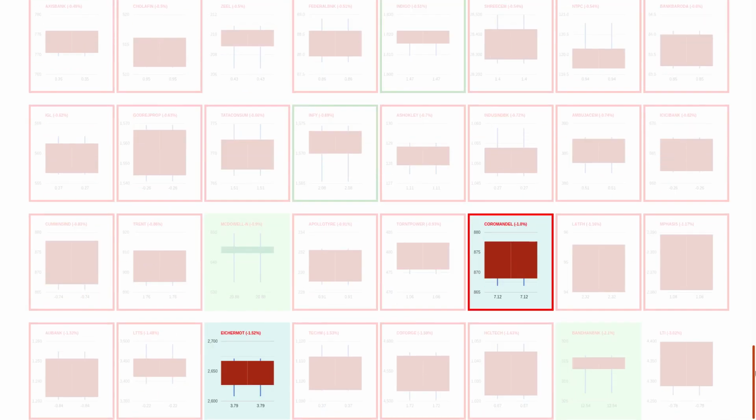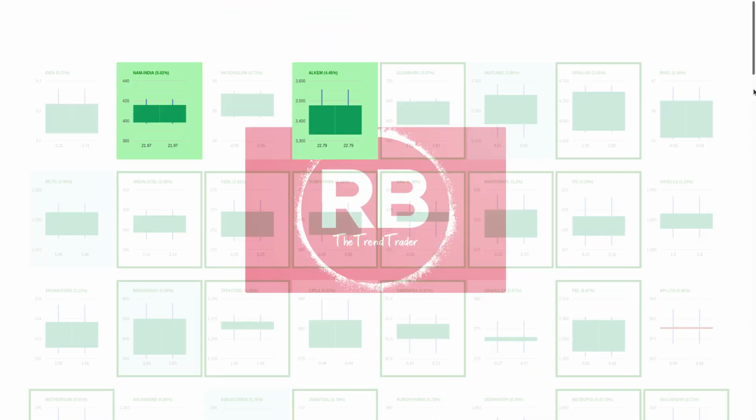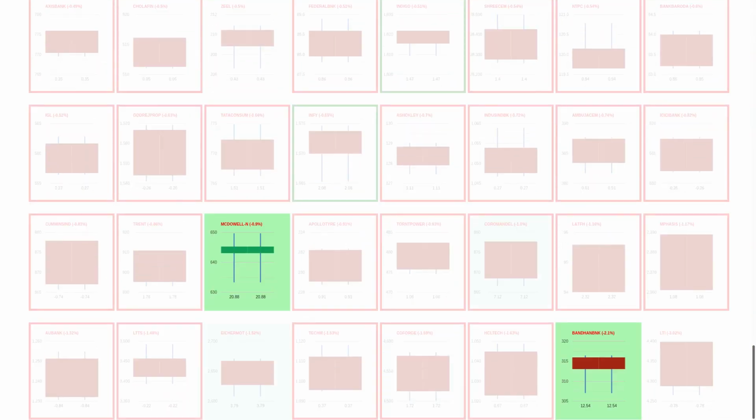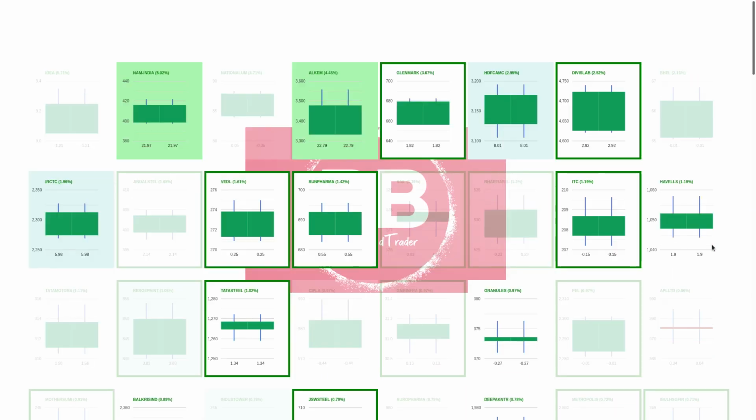So yeah, and strong trending are Alchem and Nav India on the long side, and on the short side we have Bandhan Bank, which is also trying to reverse from the 315 levels, so we can keep a track on this. And also McDowell is trying to get a support from 640 levels. So for today I will try to track McDowell for a reversal. And that's it.